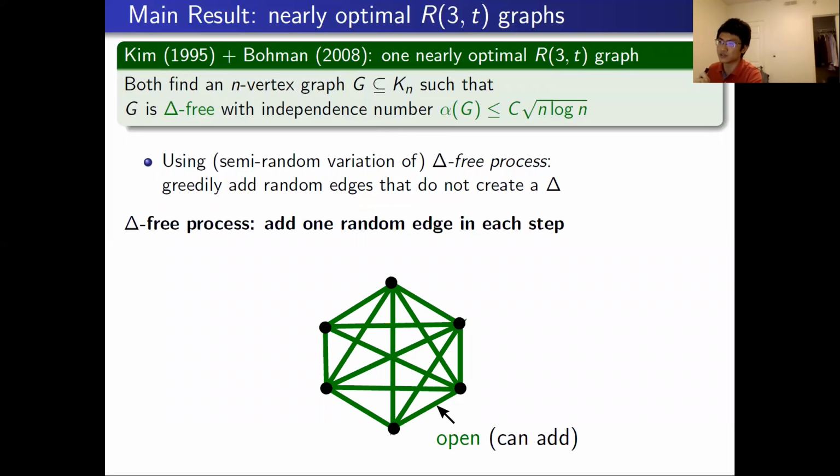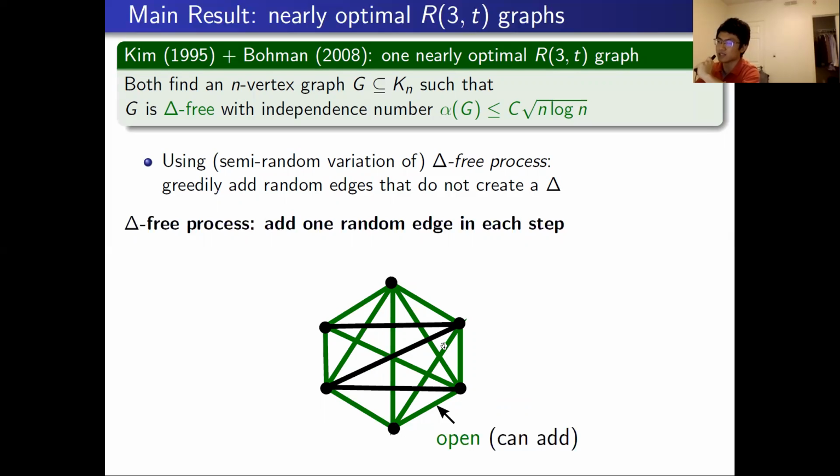The triangle-free process is that at each step, we just add one random edge so that that edge does not create a triangle. So for example, at the beginning, all the edges are available to be added. So we call them open, and we can add them one by one. So first we add this edge randomly, and next time we add another edge, this edge, and we can keep going on. We add this edge.